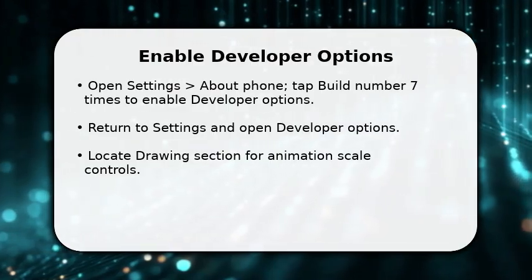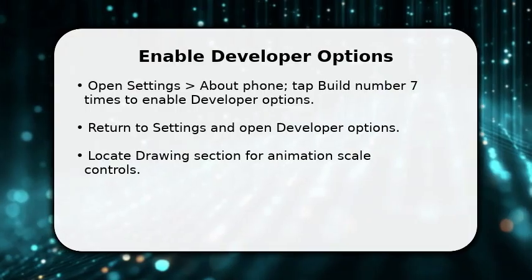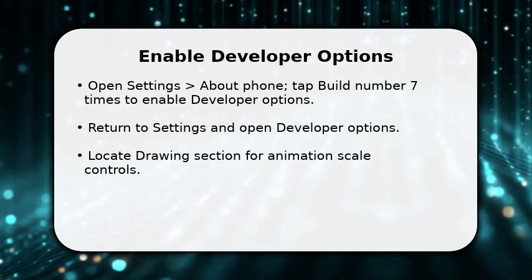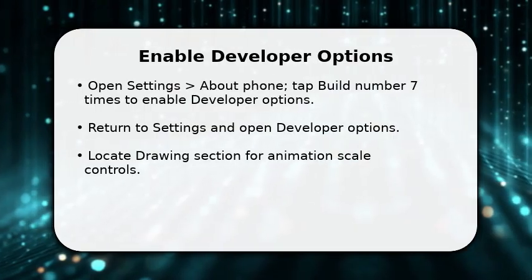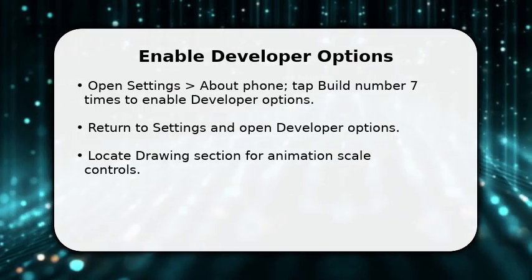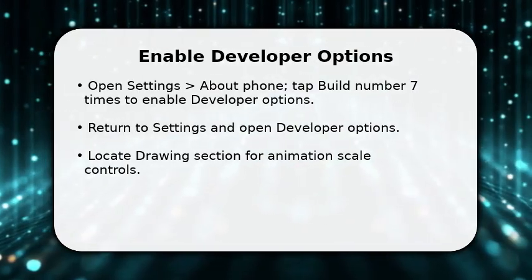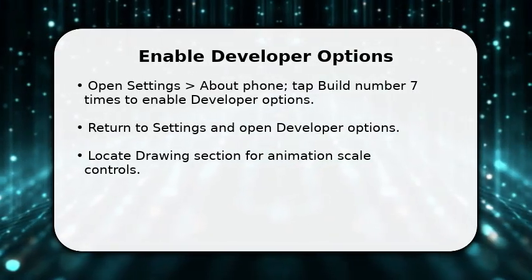Make sure you understand why. These toggles control UI animation timing globally. This step is essential because without developer options, you can't access window animation scale, transition animation scale, or animator duration scale. Now find the drawing section where those 3 controls live.